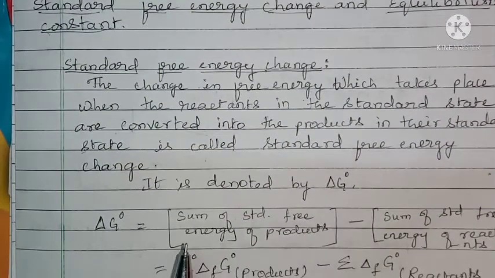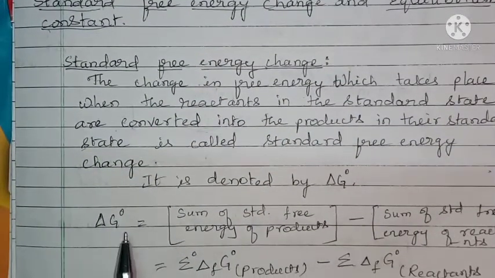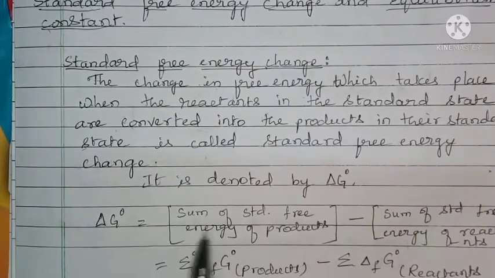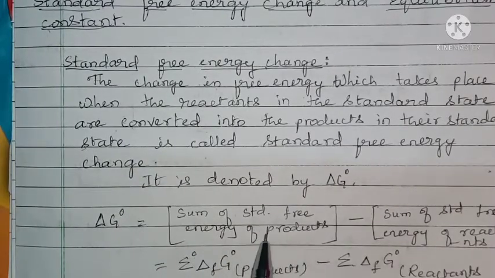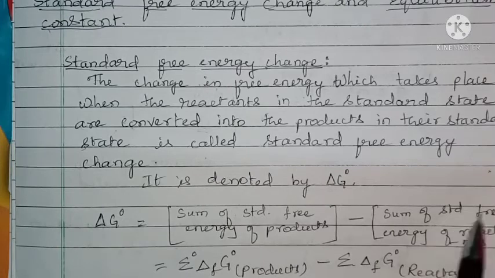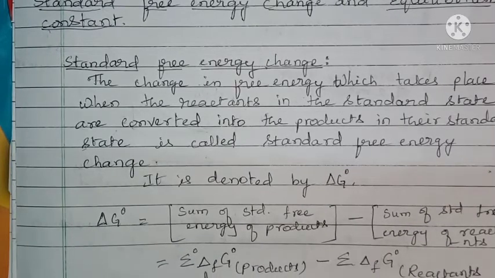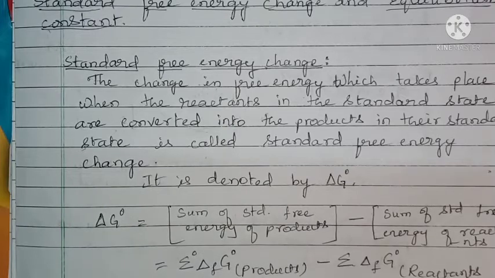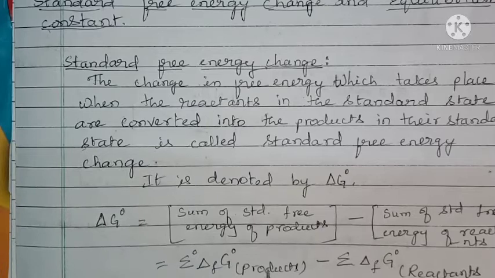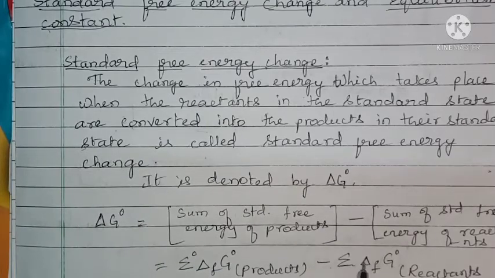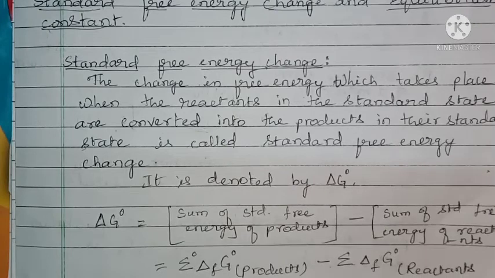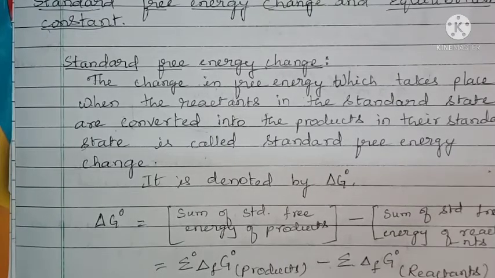Delta G naught is equal to the sum of the standard free energy of the products minus the sum of the standard free energy of the reactants. That is, summation of standard free energy of the products minus summation of standard free energy of the reactants. In this way we are going to calculate.